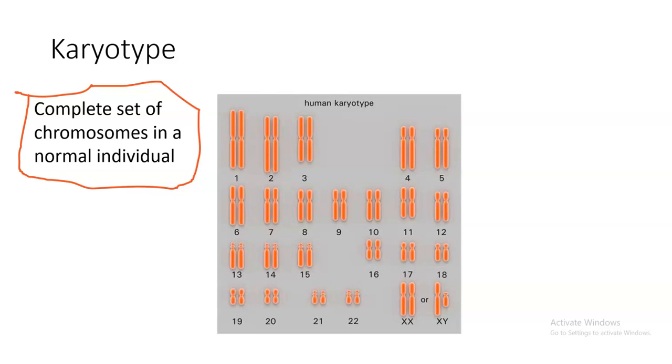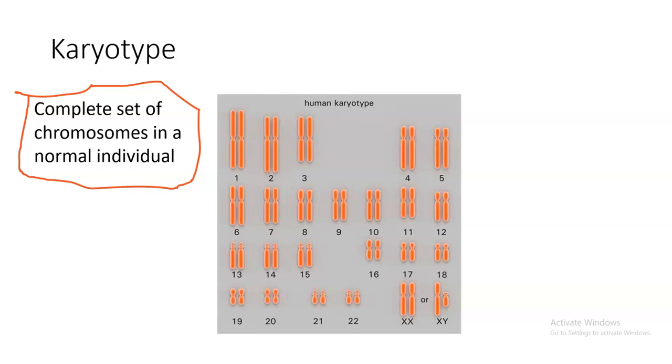If an individual is not normal, they can either have 45, 47. Yeah, those are the two that I know of. I'm not sure if they can have 40 or they can have 20. I'm not sure, but I know most they have 47. Some can have 45. So it's a complete set of chromosomes in an individual. It can either be a normal or also not normal individual.